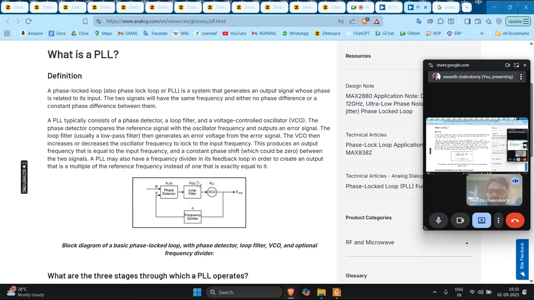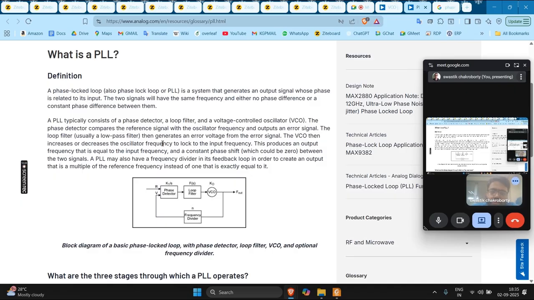So the next part is the loop filter. The phase detector will compare the reference signal with the oscillator frequency or the VCO output. It will compare the VCO output with the input signal, and it will give an error signal. That error signal will be amplified by a constant gain amplifier, and then the loop filter, which is usually a low pass filter, generates an error voltage from that error signal.